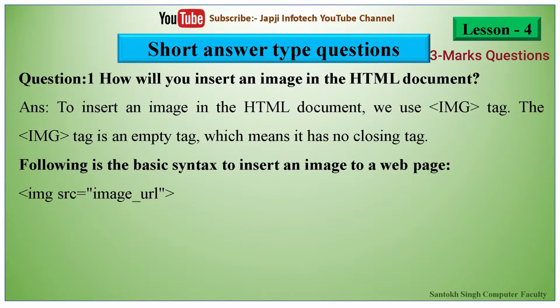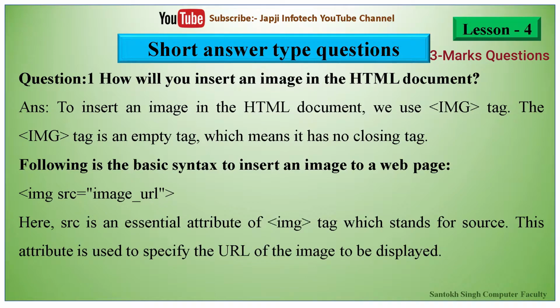So following is the basic syntax to insert an image to a web page. The first one is left angle bracket IMG, then SRC equal to, in the double quote, write the URL of the image, then close the right angle bracket. So here SRC is an essential attribute of IMG tag, which stands for source. This attribute is used to specify the URL of the image to be displayed.